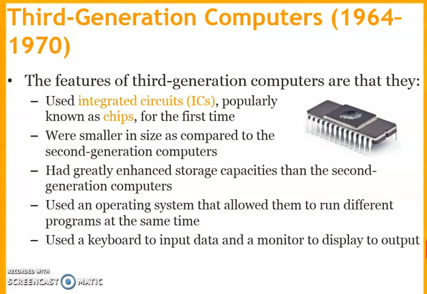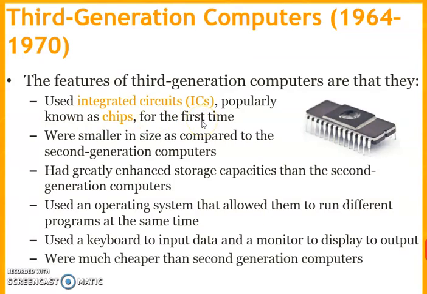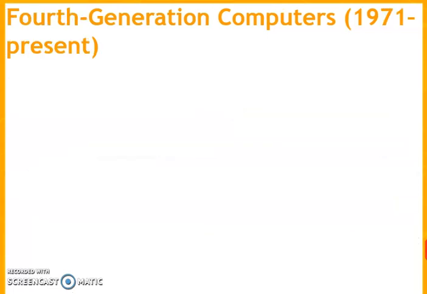Now, in the third generation, there are keyboards for the input and monitors to display output. So they enhanced the storage capacity. They enhanced the ability to do tasks at the same time. Now they allowed running different tasks at a time. And one more thing, they are cheaper. They are basically affordable.